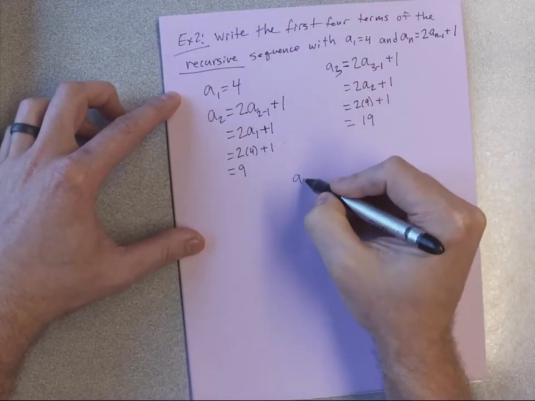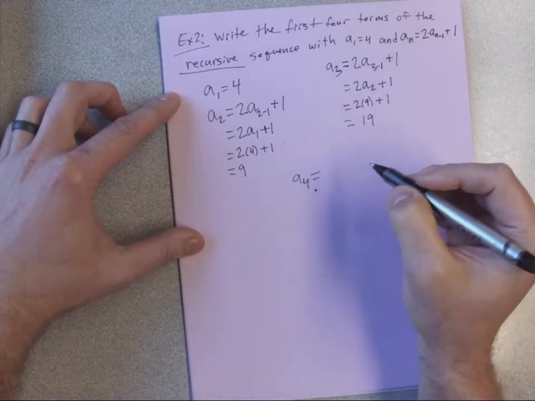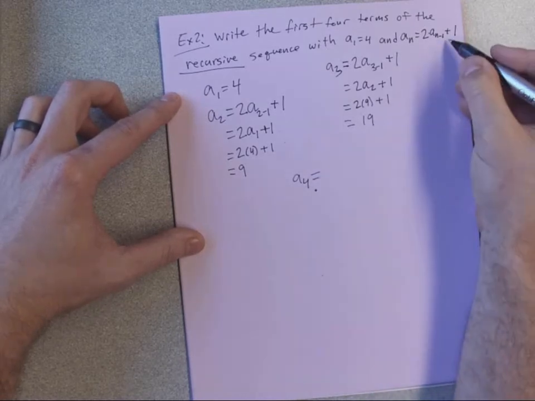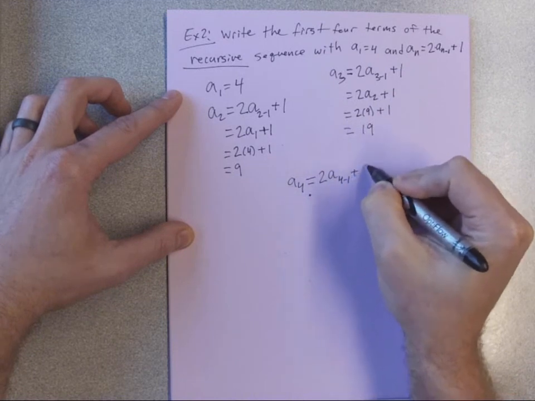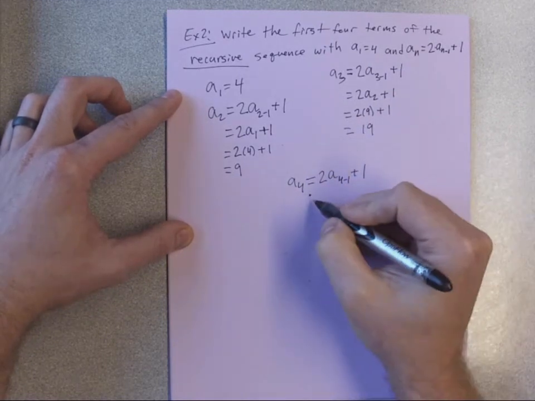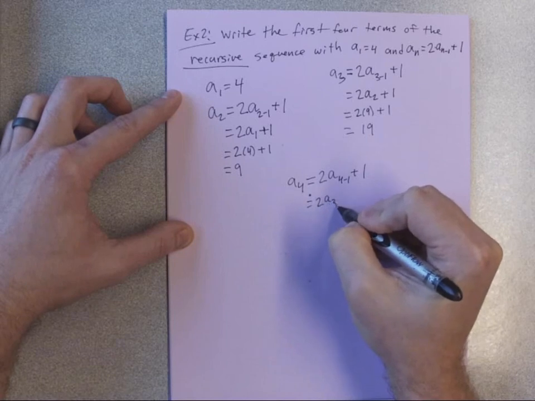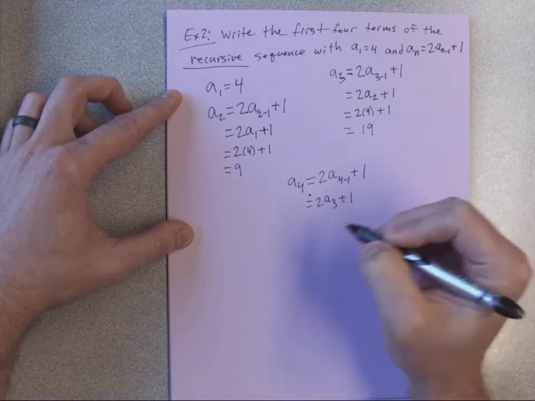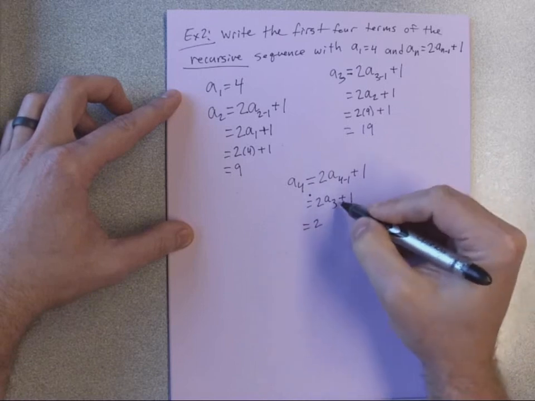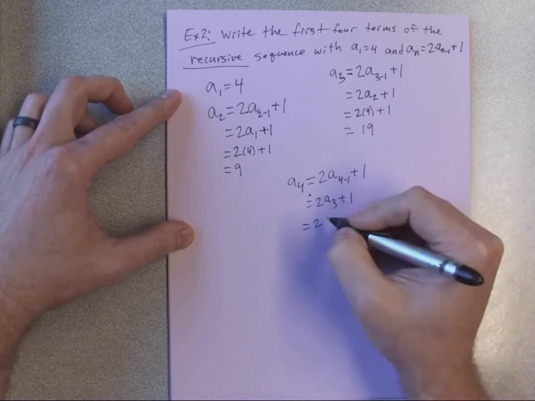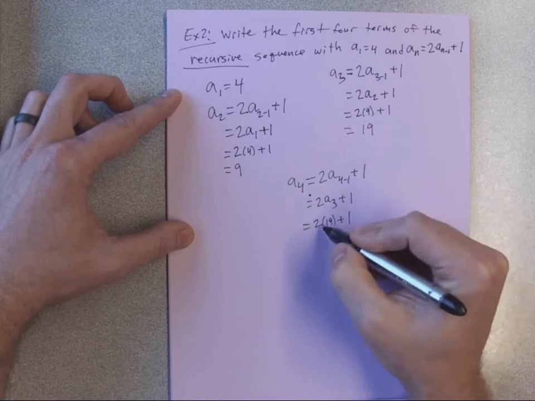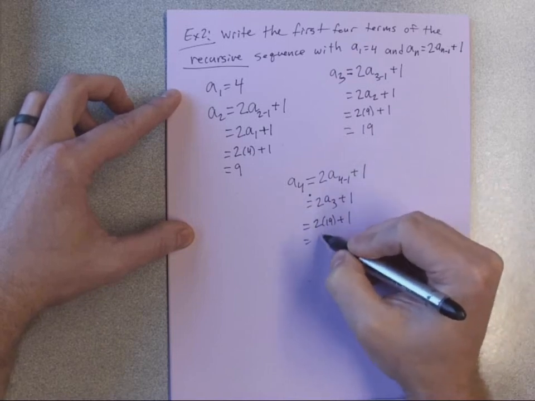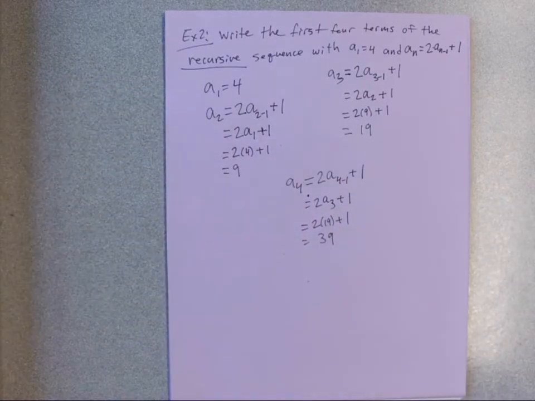And then last one, A4. That means we're plugging 4 in here for n. 2 times A sub 4 minus 1, and then all of that plus 1. That's equal to 2 times A sub 3 plus 1, which is equal to 2 times A3, which we just found to be 19, plus 1. So this is 38 plus 1, which is 39. So that's how a recursive sequence works. See you in the next video.